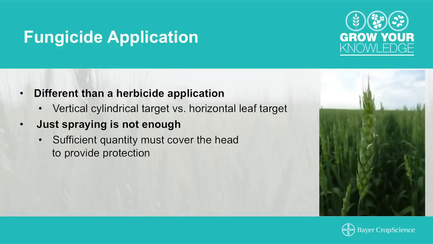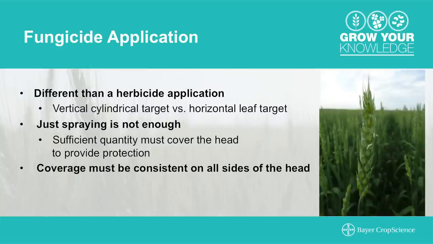First is we have to get that product to land on that head. And the other thing is we have to get enough product on top of the head to ensure that we've got enough active ingredient on there for the fungicide to do its job. The big thing with applying fungicides on wheat head is that we have to get consistent coverage across the head. And that goes right from top to bottom, from side to side, from back to front. And therein lies the challenge, is trying to get a good, even, consistent coverage on that wheat head.